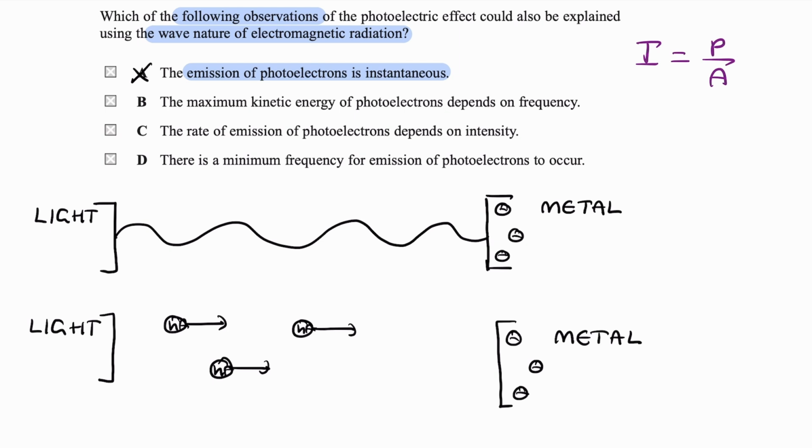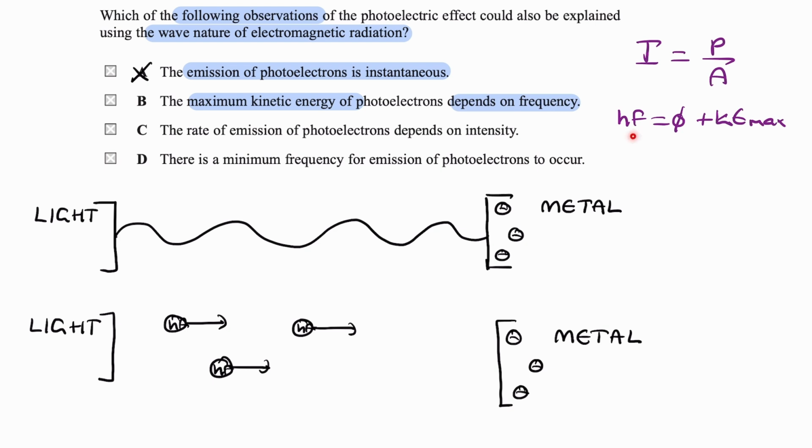On to option B. The maximum Ke of photoelectrons depends on frequency. Let's have a look at Einstein's photoelectric effect equation. So that is hf equals phi plus Ke max. From this equation, we can see that the frequency of the photons determines the maximum kinetic energy of the electrons, if we assume that the work function remains unchanged. That work function depends on the type of metal used. So, frequency determining maximum kinetic energy is a particle model phenomenon. hf is part of the particle model. Each particle has this energy, and they determine the maximum kinetic energy of the electrons.